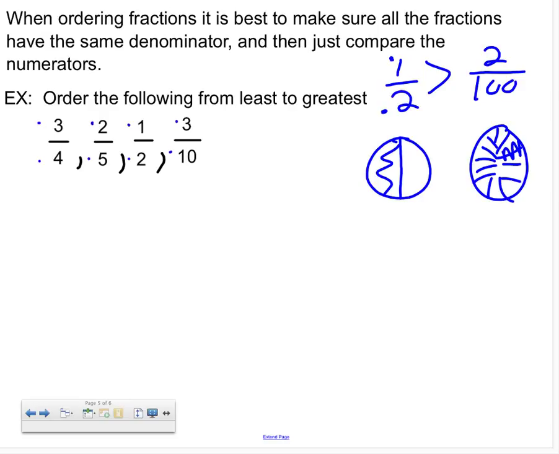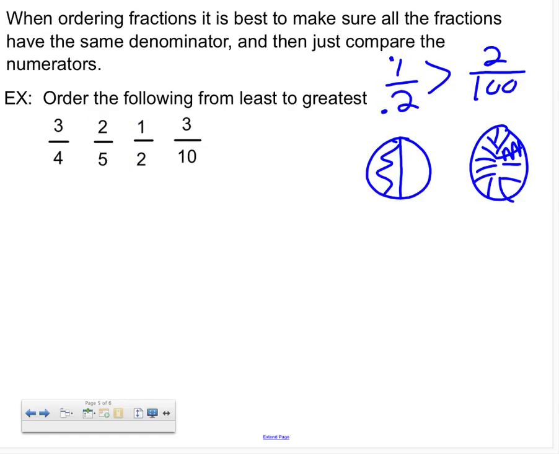So I have a whole bunch of different pizzas here, all cut up into different ways. The first one's cut up into 4 pieces, the second one is cut up into 5 pieces, the third one's cut up into 2 pieces, and the last one's cut up into 10 pieces. And I'm getting a different amount of pieces from every pie. So it's kind of hard to see which one's actually bigger, at least right off the bat. So what I'm going to do is cut up each pie into the same number of pieces by making each bottom number the exact same.